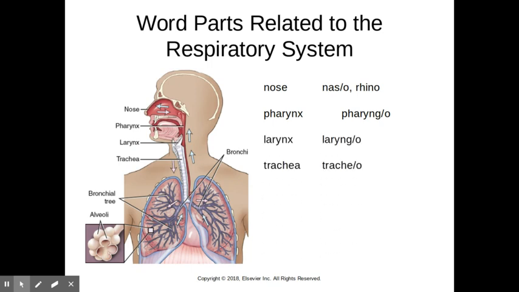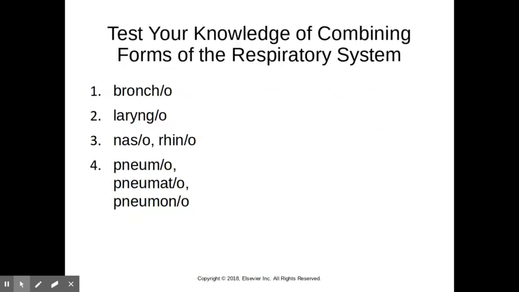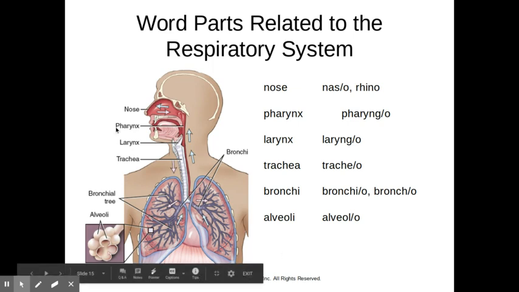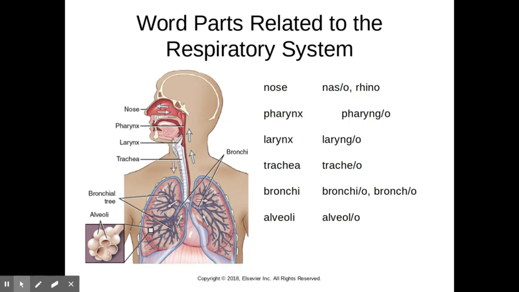So here are some word parts related to the respiratory system. We have the nose, which is otherwise known as naso or rhino. The pharynx, which is right here, is also called pharyngeo. The larynx, laryngeo. Trachea, tracheo. Bronchi is bronchio, broncho. Alveoli is alveolo.